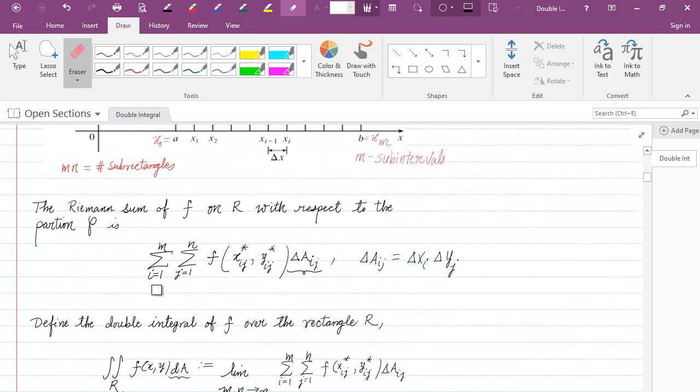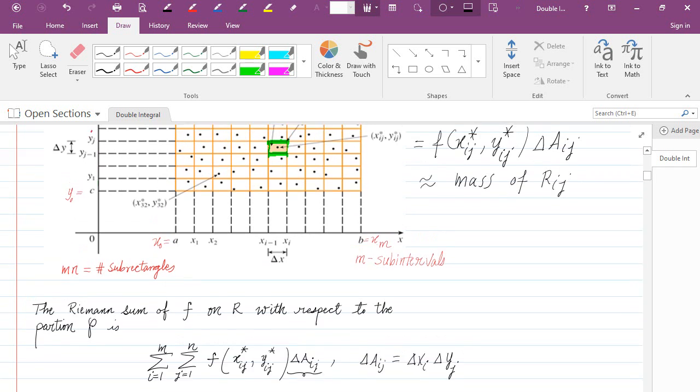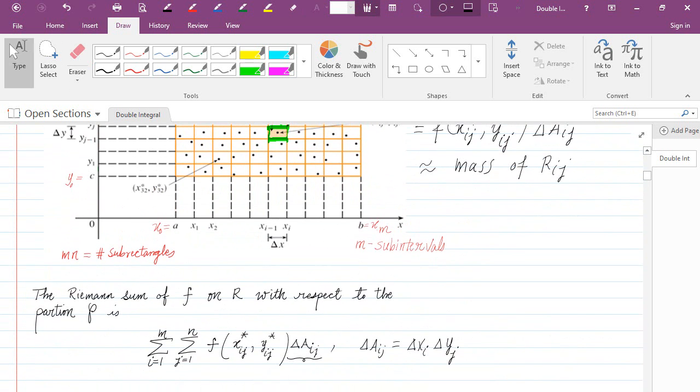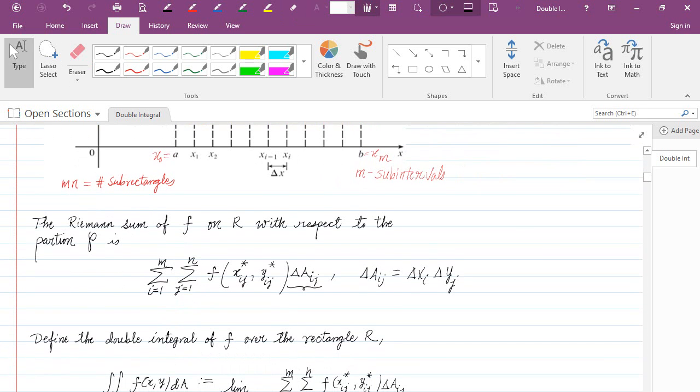So recall that i is going from 1 to m and j is going from 1 to n. Remember, i goes over the number of vertical strips, and j is going over the number of horizontal strips. And so this sum here is an approximate value of the mass of the entire rectangle R.